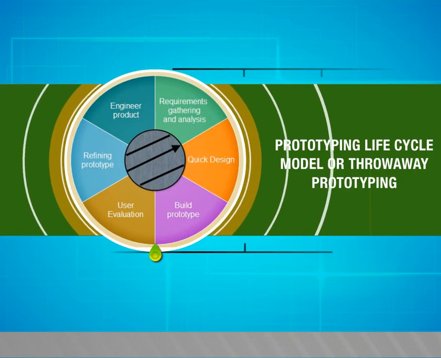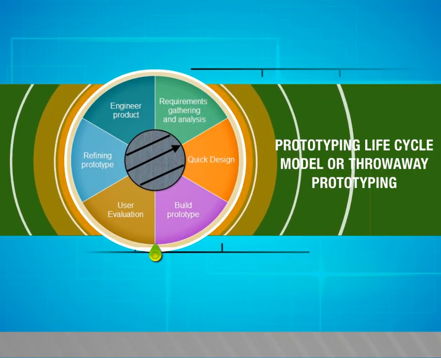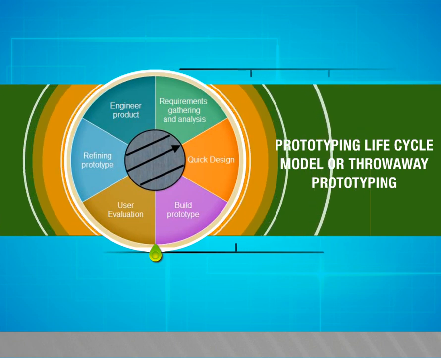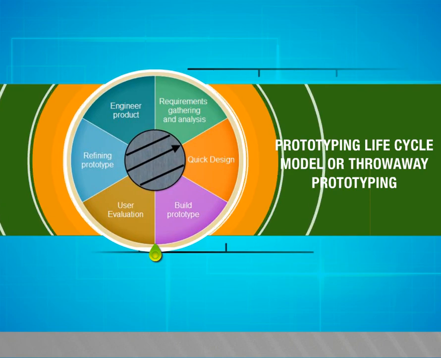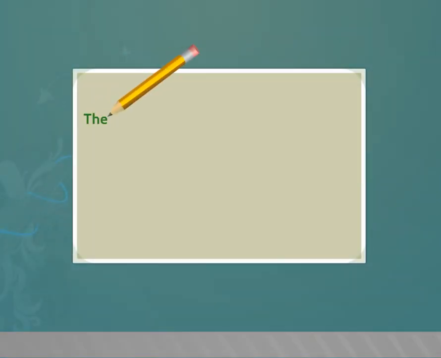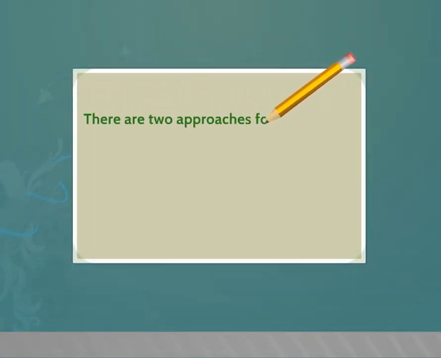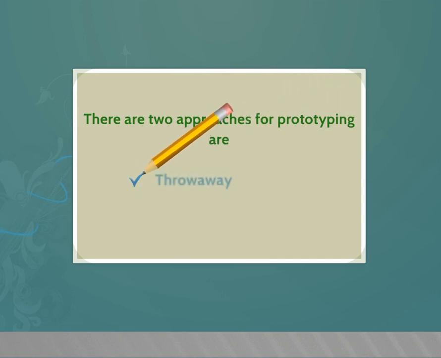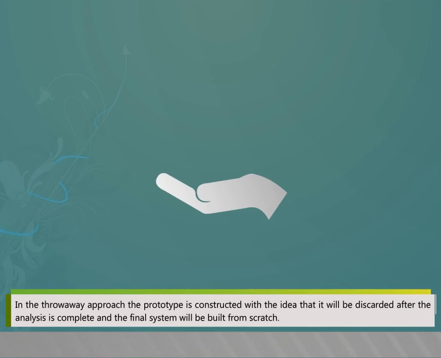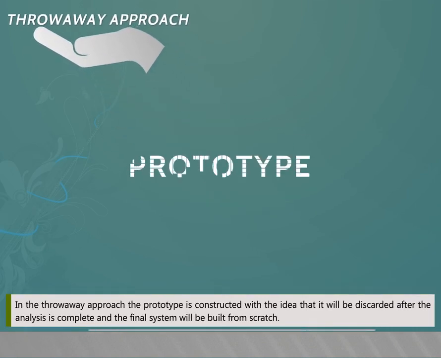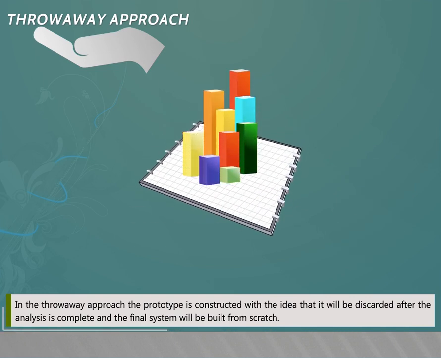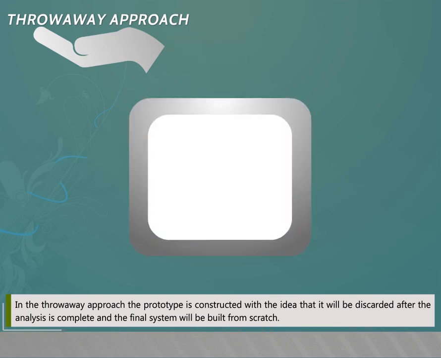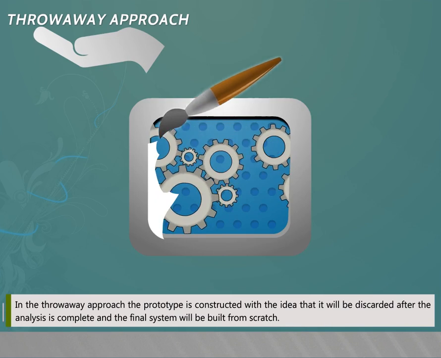Prototyping lifecycle model or throwaway prototyping. In this video, we are going to see about the prototyping lifecycle model or throwaway prototyping. There are two approaches for prototyping: throwaway and evolutionary. In the throwaway approach, the prototype is constructed with the idea that it will be discarded after the analysis is complete and the final system will be built from scratch.